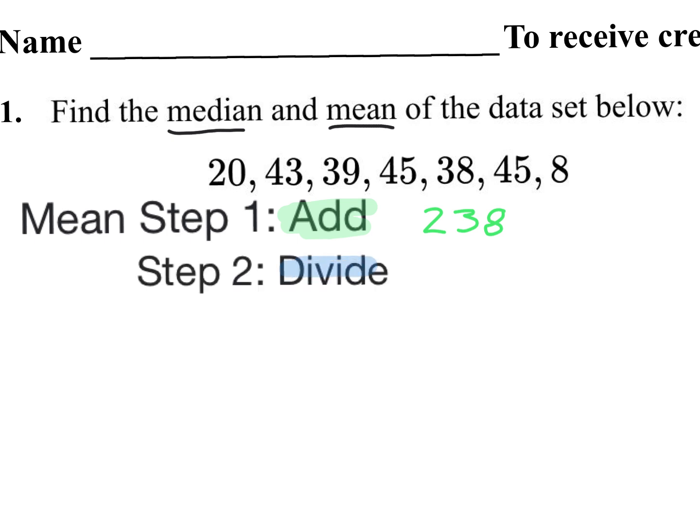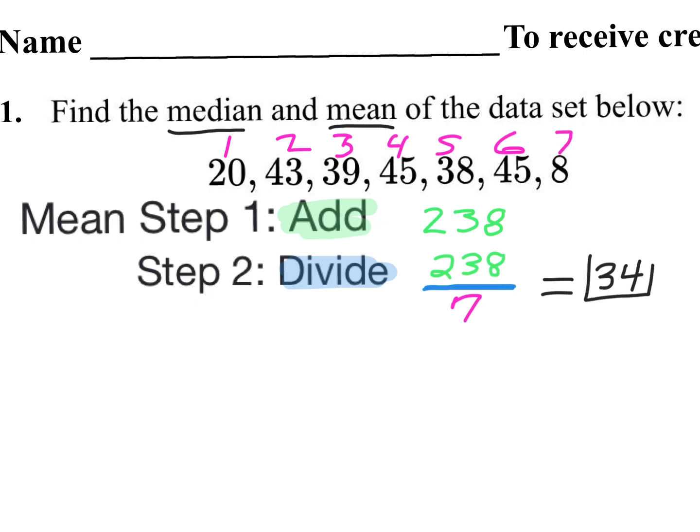In step 2, I'm going to divide 238. In math, remember, in big kid math, we use this fraction bar to represent division instead of the little symbol you used to use in elementary school. And I divide by how many numbers I have in the list. So I have 1, 2, 3, 4, 5, 6, and 7 numbers in the list. So I'm going to divide 238 by 7. And when I do that, I get a mean of 34.